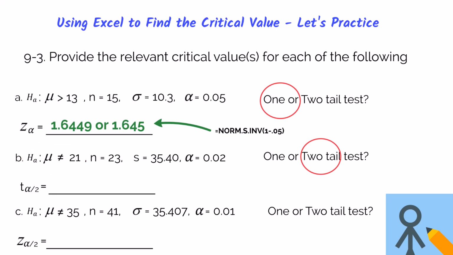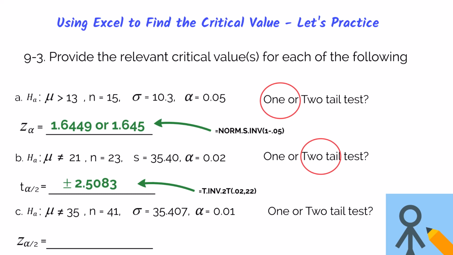Since we do not know the population standard deviation, we also know from our examples on the prior slide that we'll be calculating the t-critical value. We will use the two-tailed function for the t-distribution and input equals T.INV.2T and 0.02 for the alpha and 22, which is sample size of 23 minus 1, and we get a negative 2.5083. And for the two-tailed test, we will use both the negative and positive critical value on both sides of the curve. So that's why we write it as a plus and minus 2.5083.